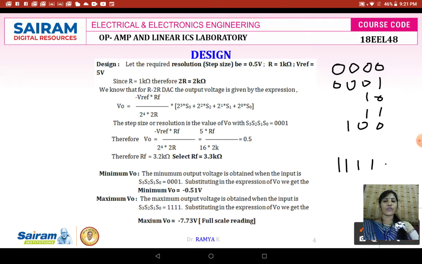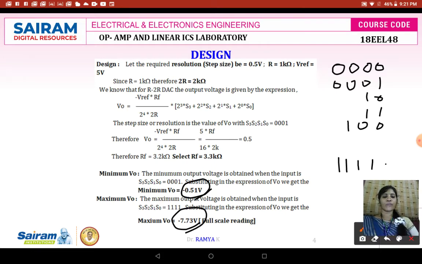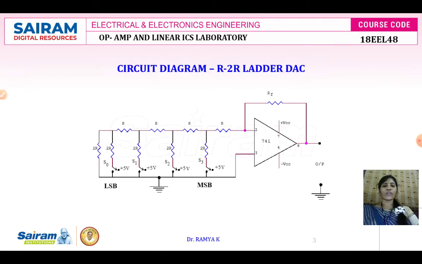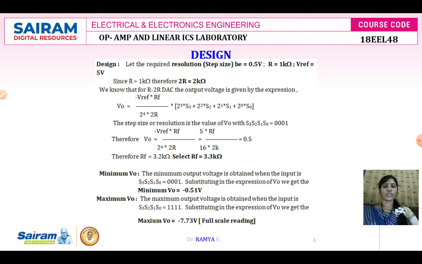The minimum value of your output voltage obtained is going to be minus 0.51 volt, and the maximum value of the voltage obtained is going to be 0.73 volt. Why are we getting the output voltage as negative? Because in the circuit we have connected the logic to the inverting terminal. That is why in the output we have got the output voltage with a negative value.